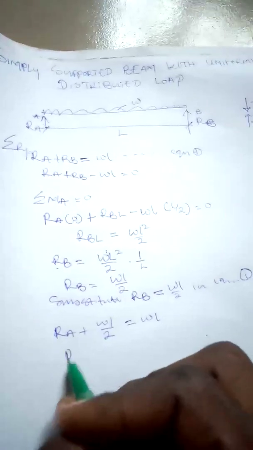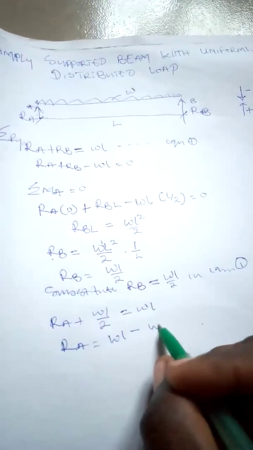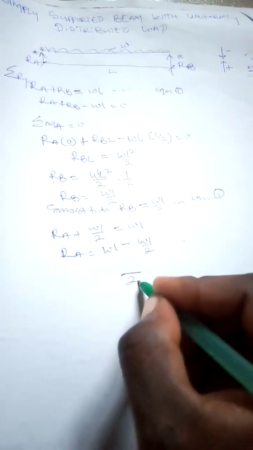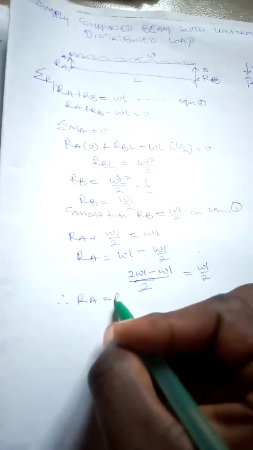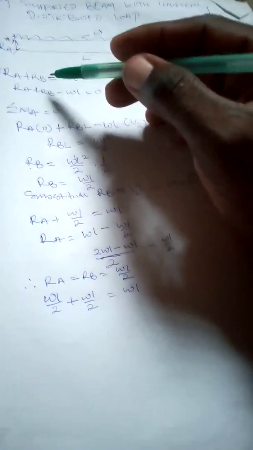Now this is actually going to be RA equal to, now I'm looking for RA, WL minus WL all over 2. Now the common factor of this and this is definitely going to be 2, so we are going to have 2WL minus WL equal to WL all over 2. So therefore our RA is equal to RB is equal to WL all over 2. So here we have WL over 2 plus WL over 2 equals WL from this equation. Wherever we see RA, we'll put WL over 2, and wherever we see RB is WL over 2. So this is just what is happening here.